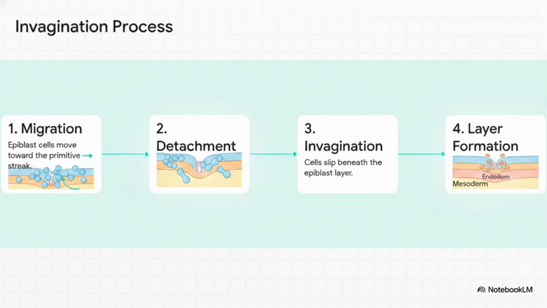Okay, let's break down this inward movement, which is called invagination, step by step. First, epiblast cells start moving toward the primitive streak. When they get there, they change shape, becoming kind of flask-like, and then they detach from the epiblast layer. After that, they slip right underneath in this invagination movement. And it's these very cells that are going to form our new layers.